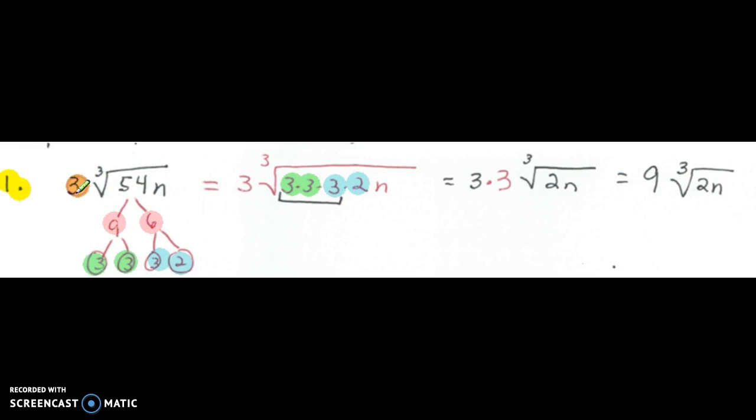This 3 was outside of the radical. It stays outside of the radical. My index is 3. That's why I'm looking for sets of 3 to come out. I have 3 3's to come out. That's where that 3 came from.